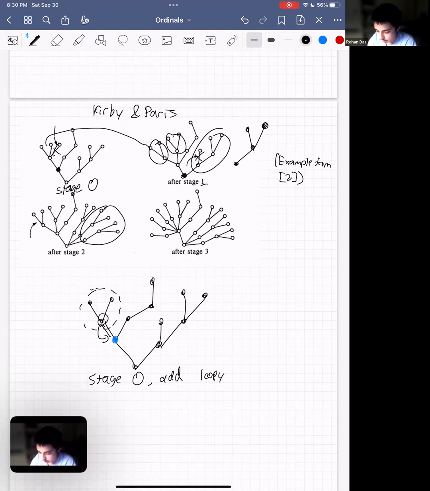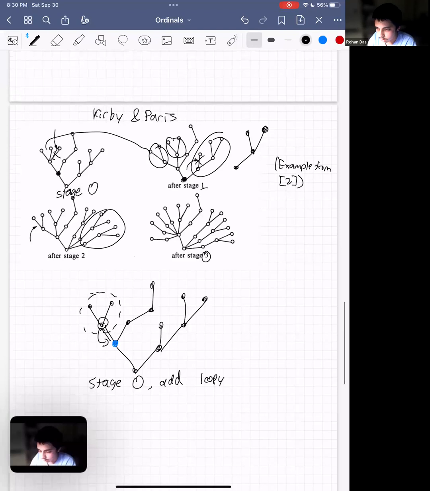In future stages, we do essentially the same thing, but if we were in stage 3, for example, rather than adding only 1 copy, we would add 4, and this continues indefinitely. Okay.